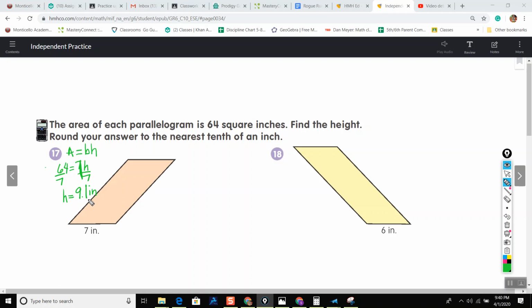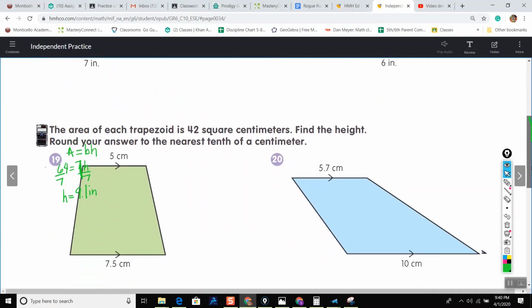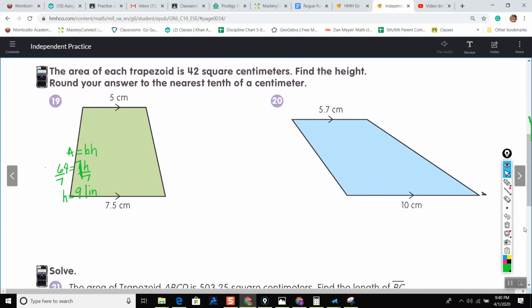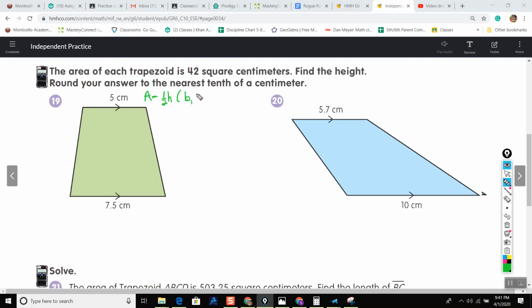Okay. All right, we're now going on to number 19, so I'm just going to scroll down here, because they're on the same page. Okay, same idea, only with a trapezoid. So let's quickly write our formula down. Area is equal to 1/2 of the height multiplied by base 1 plus base 2. Okay, so our area, it tells us, is 42. And we're looking for the height.